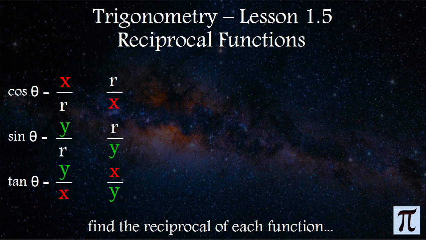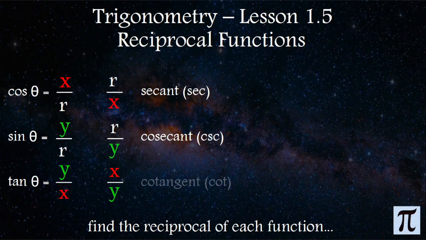Each of these functions has a unique name. The reciprocal of cosine is secant, or SEC. The reciprocal of sine is cosecant, or CSC. The reciprocal of tangent is cotangent, or COT.